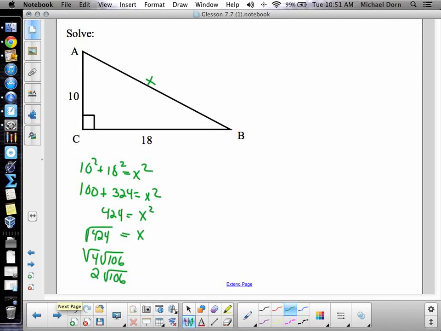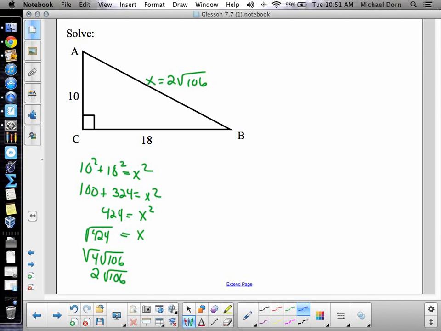I don't think anything goes into 106, so that's probably it. But again, it's very important as you're working on this homework, and especially on the testing quiz, that you show all these steps. So if I see you got the square root of 4, x squared equals 424, I know you're going to get some points on this problem right away. You've already set something up and solved it correctly, even if you simplify it incorrectly. That's okay.